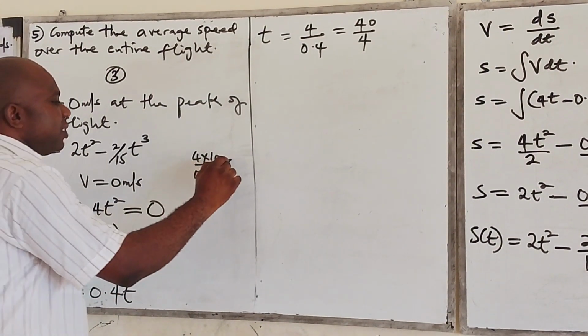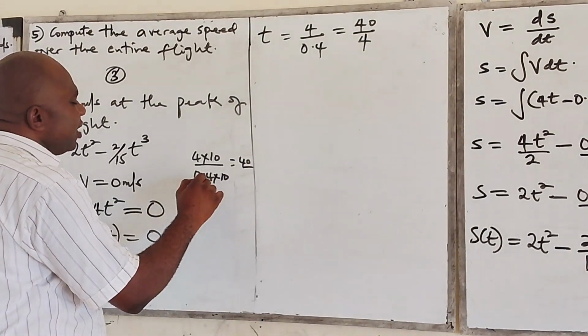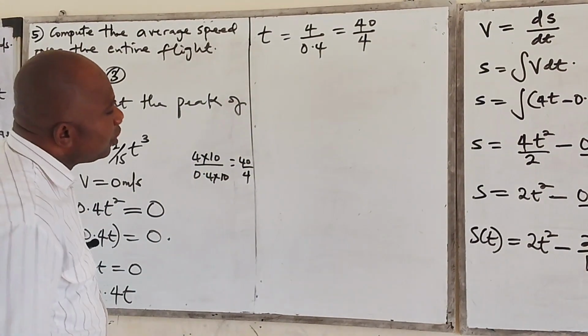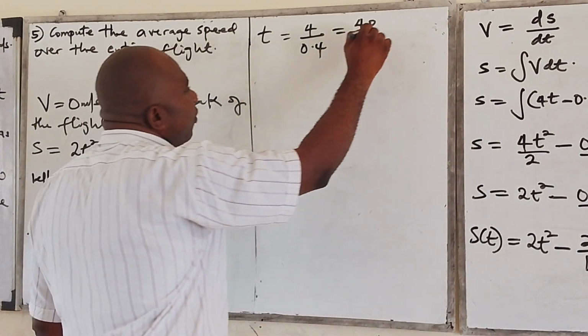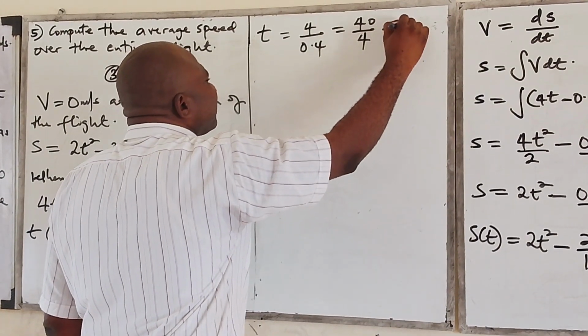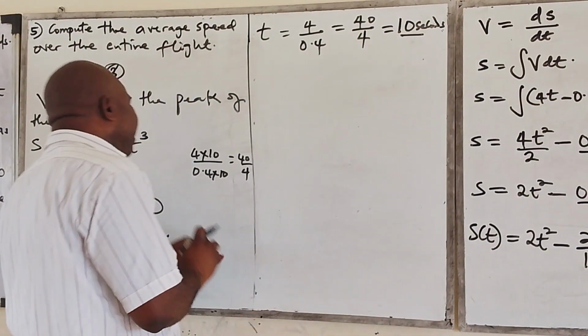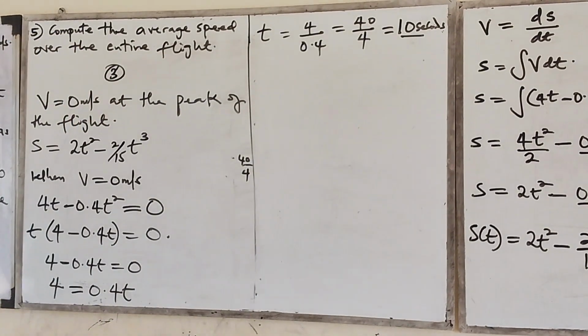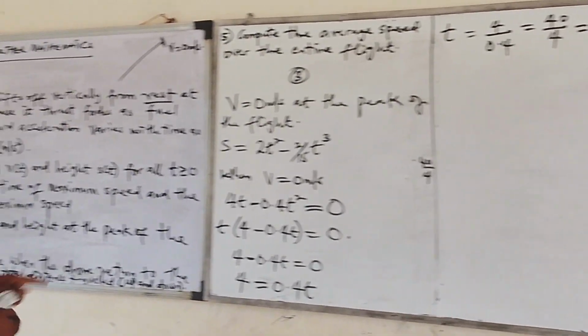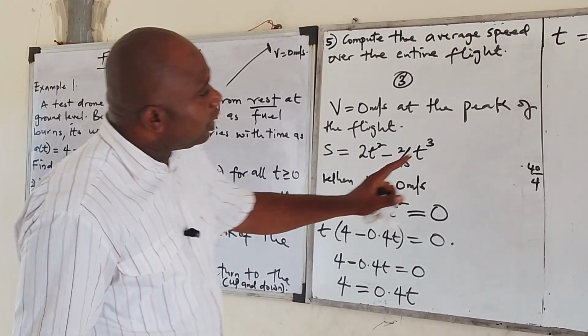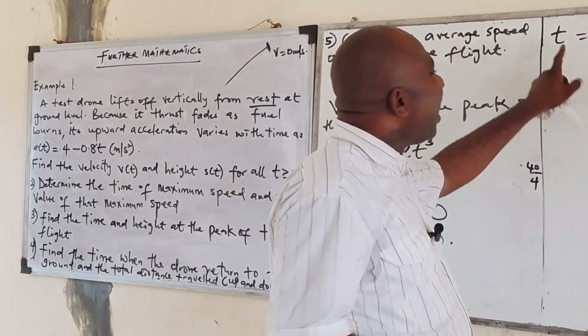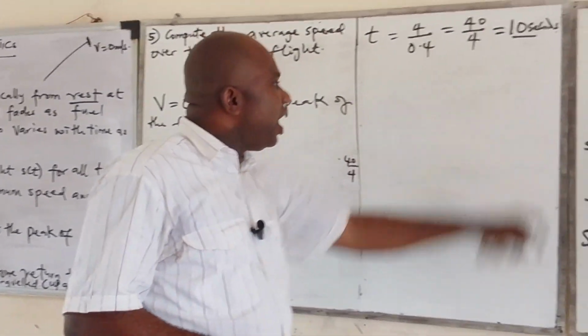So 40 times 10 will give us 40, and 0.4 times 10 will give us 4. So that's how we actually got this 40 all over 4. So that will give us 10 seconds. Now at the peak, the flight got to the peak at time t is equal to 10 seconds.